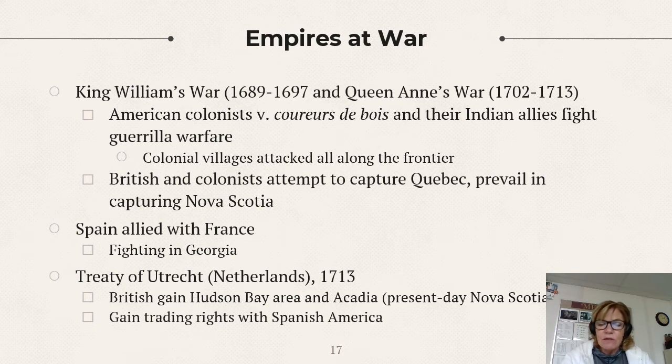Eventually, though, we're going to get the Treaty of Utrecht. This is going to end these conflicts in 1713, and that is when the British gained the territory around Hudson Bay and also Nova Scotia, which was known at that time as Acadia. Also, England gains trading rights with Spanish America, right? So England can now go down and trade with Mexico and areas of the Caribbean and things like that, because before, Spain was working under mercantilism too. All these European countries were.